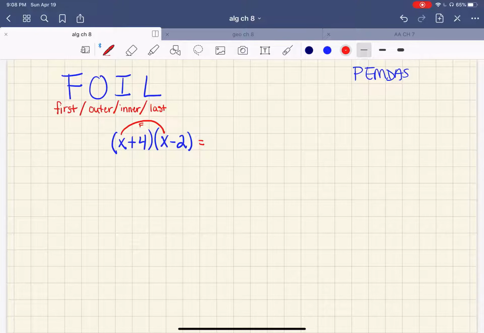Here, we'll put this first. So that's going to be x times x. Then we're going to do the outer. And of course, I put a plus because I need subtraction. The outer ones are going to be the ones that are on the ends. So that's going to be x and negative 2 for this particular example. x and negative 2. That's how I'm going to write it. We're halfway there.